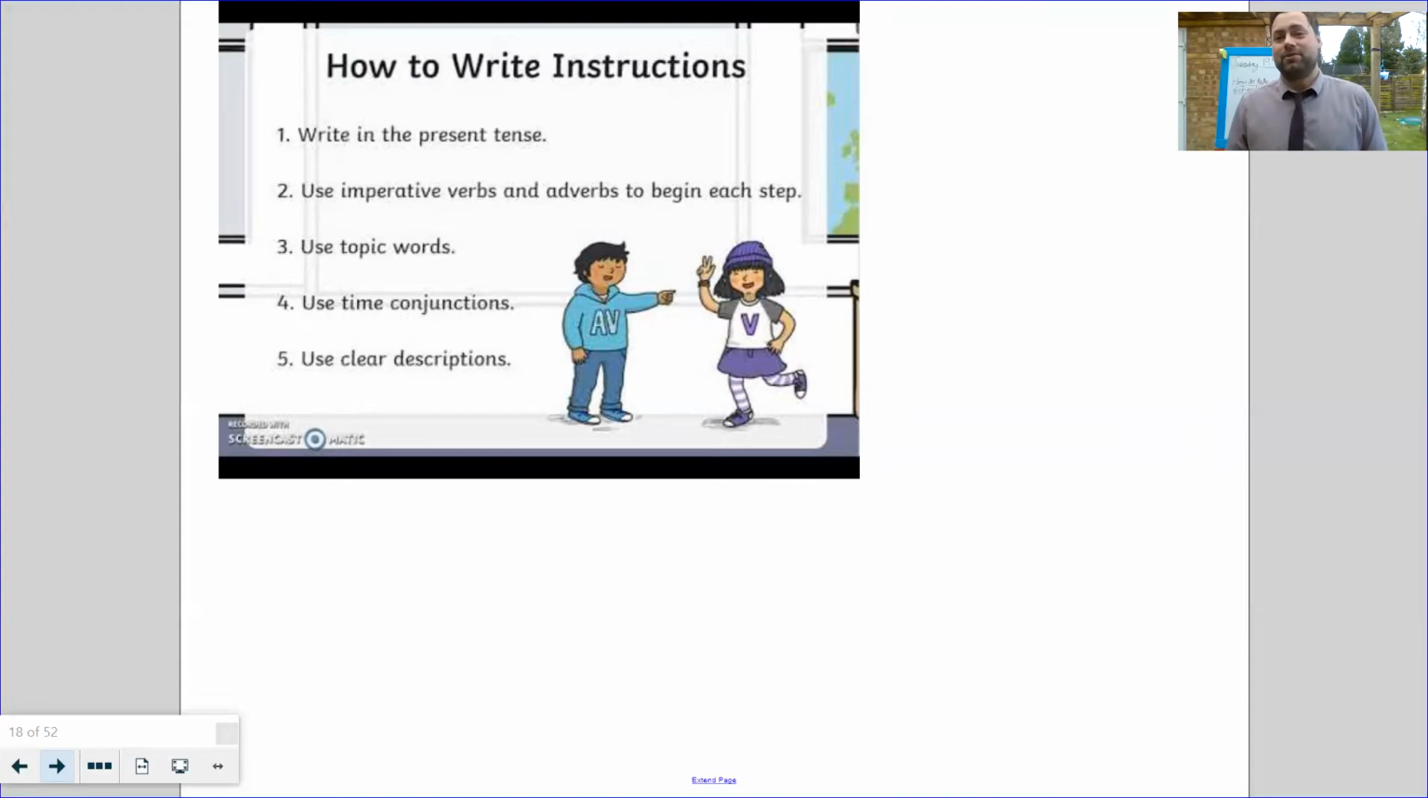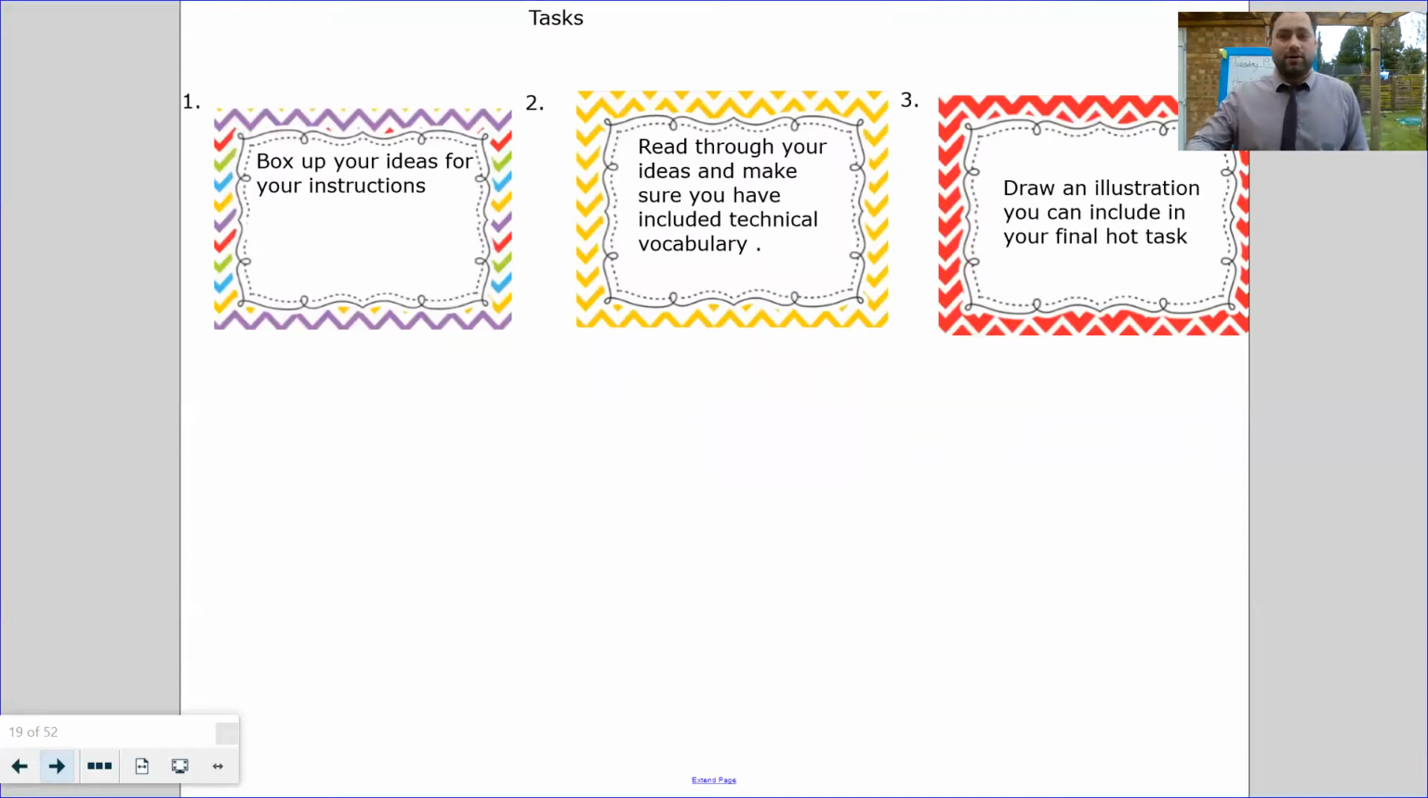You may have captives. You may decide to take teachers prisoners. I don't know what you're going to do. And you have clear descriptions as well. So the 3 tasks that we're setting you, remember you don't have to do all of them, but everyone should be doing task number 1, and then you move on if you've got enough time or for more challenge. So everyone needs to be boxing up your ideas for your instructions.